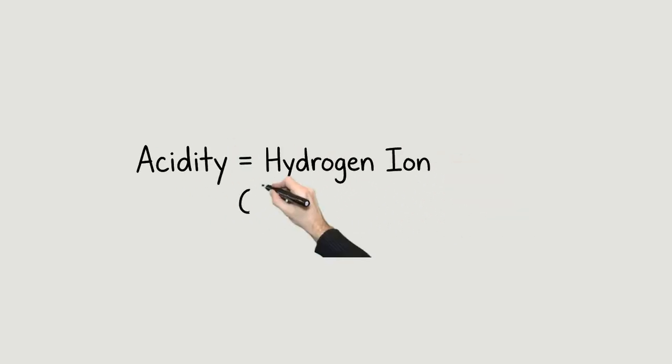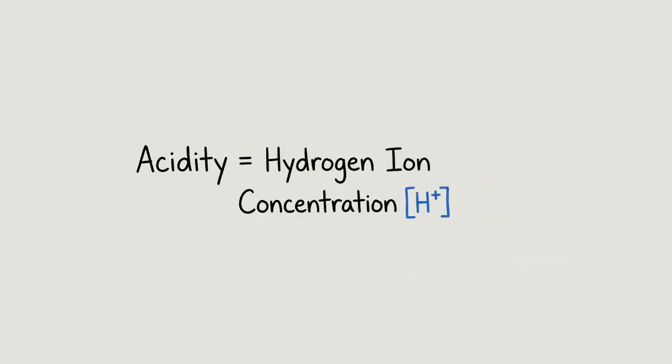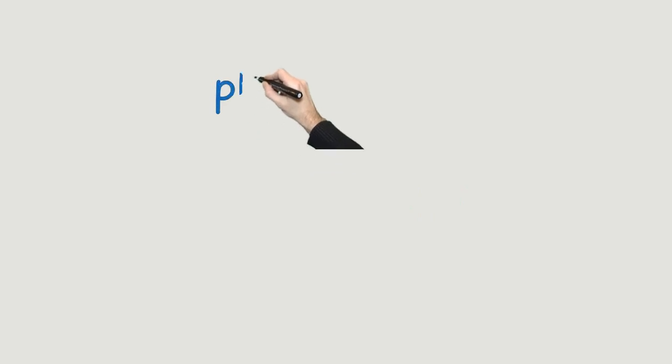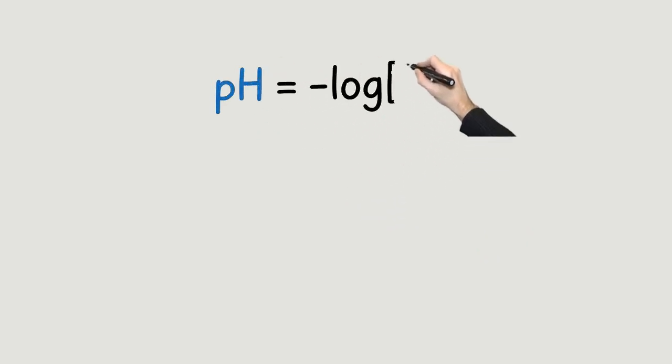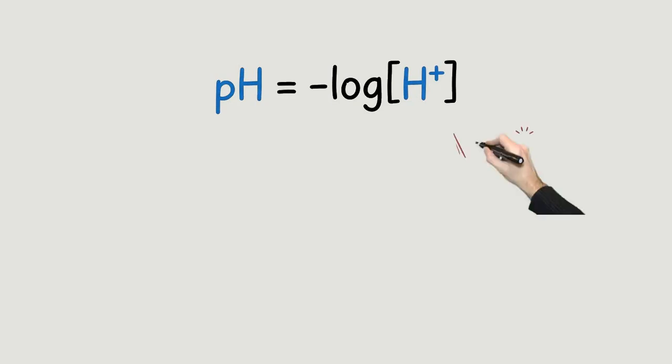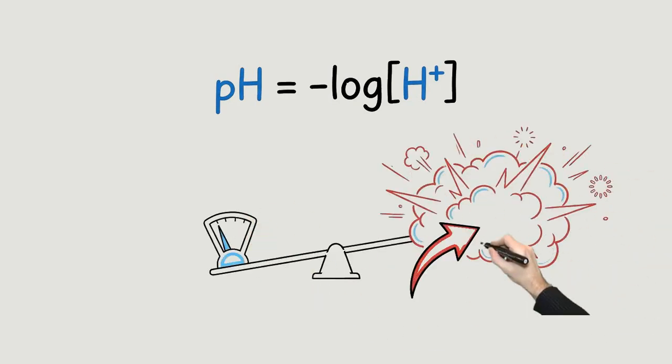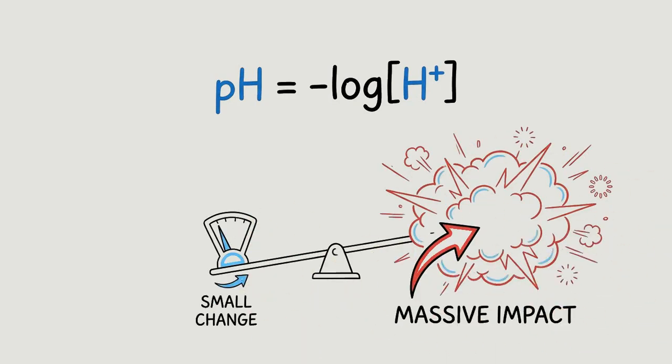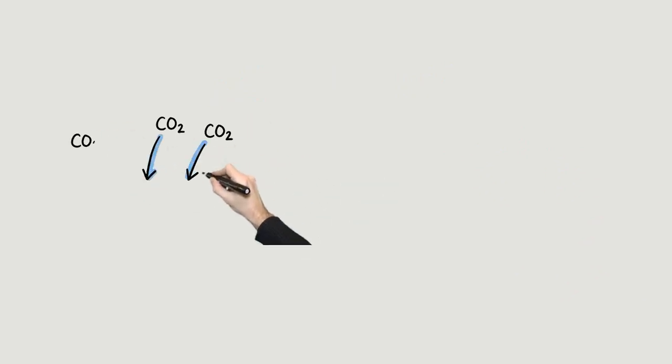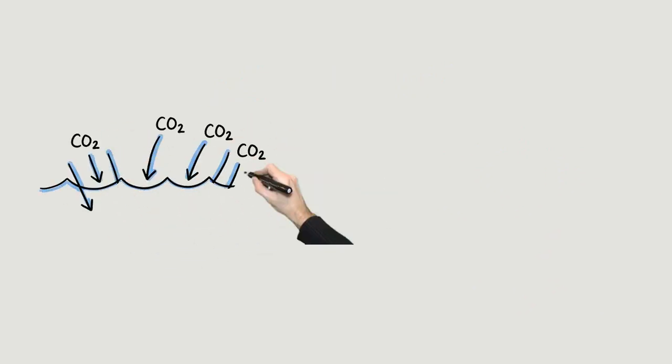Acidity, in chemistry, just means how much hydrogen ion, H+, is in a solution. pH is a logarithmic way of measuring that, defined as minus the log base 10 of the hydrogen ion concentration. Because it's logarithmic, small pH changes mean big chemical changes. So how does carbon dioxide change ocean acidity?